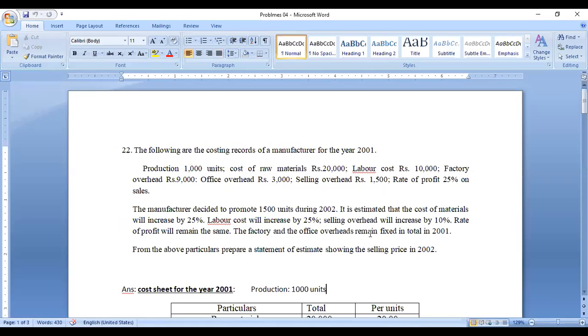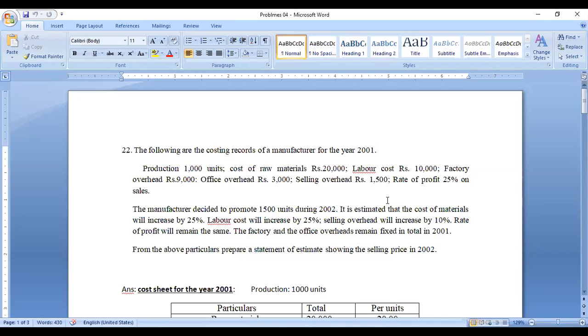Let me recollect the same problem for you. This is question number 22 in the previous year question paper, a 10-mark question. The following are the costing records of a manufacturer for the year 2001. All the information is given.